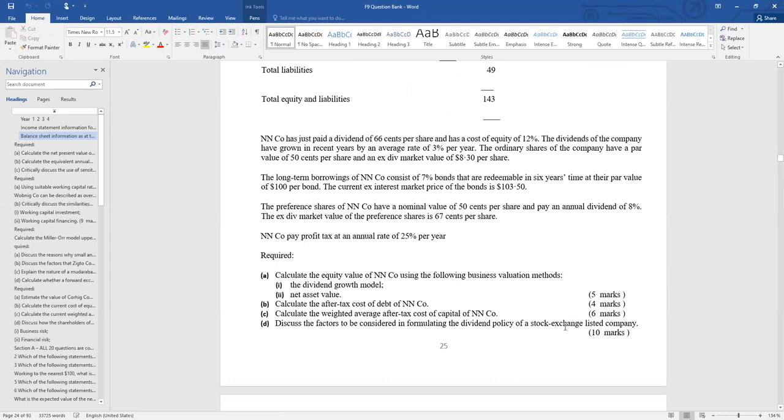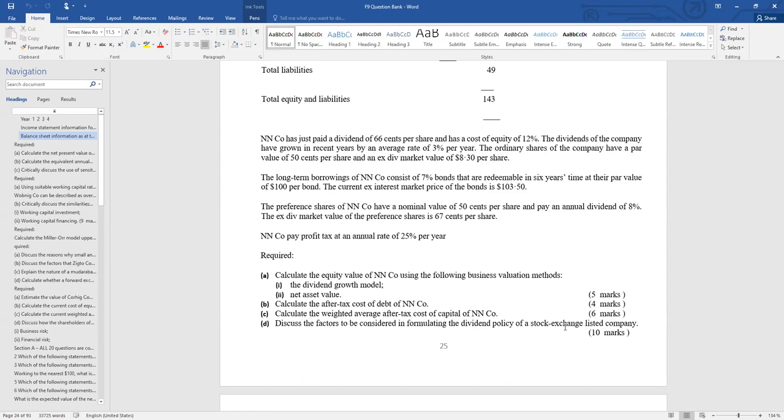discuss a factor to be considered in formulating the dividend policy of a stock exchange listed company, 10 marks. What factors is company management going to consider when formulating the policy, of course when determining how much to pay? As you can see, these are 10 marks. Since it is a discussion question, I would expect that you write at least 5 points, and of course those 5 points you discuss in detail. For any of those 5 points, I think there are more or less 3 marks here. So discuss any of those 5 points for a 10 marks question. Quite a lot of marks.